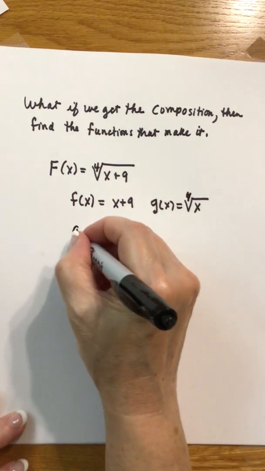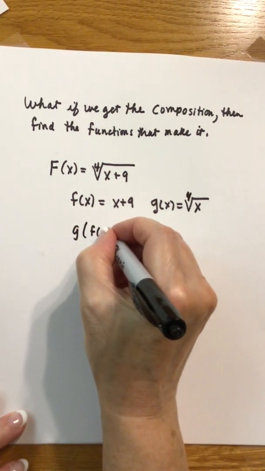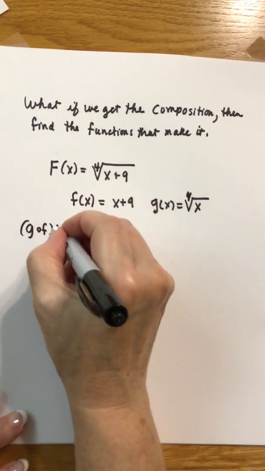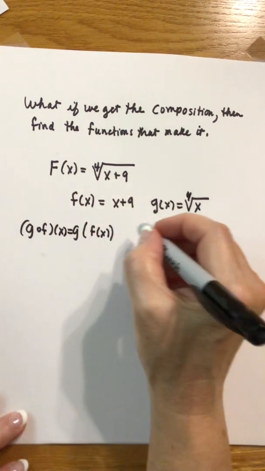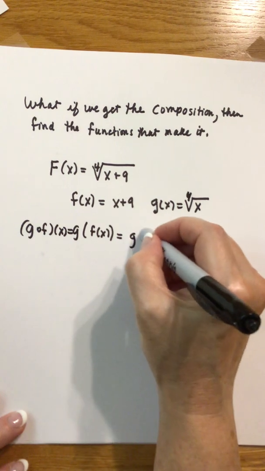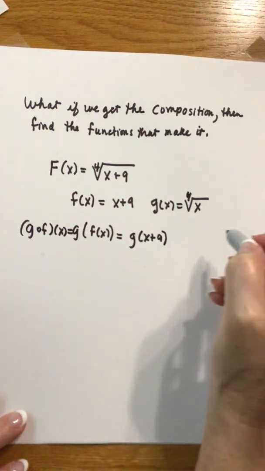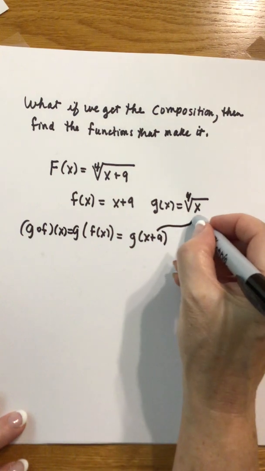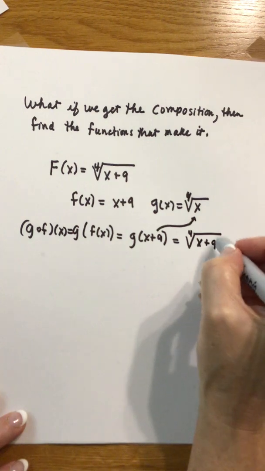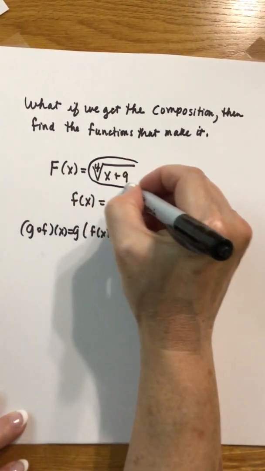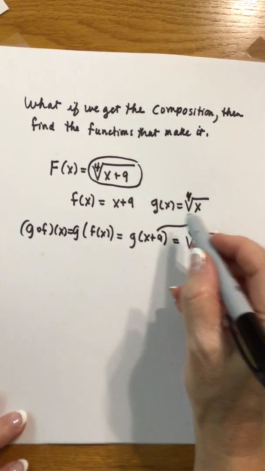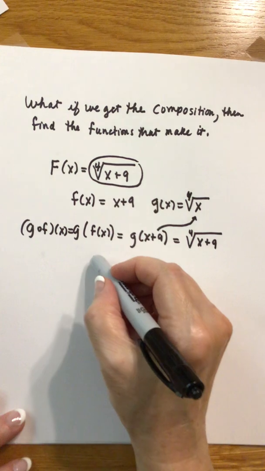If I have g of f of x, that's g circle f. That would be putting x plus 9 into here. So g of x plus 9. And then that would be putting x plus 9 into there, which would give me the 4th root of x plus 9, which is the original one that we wanted to find. So these would be my two functions that make up that composition of g circle f.